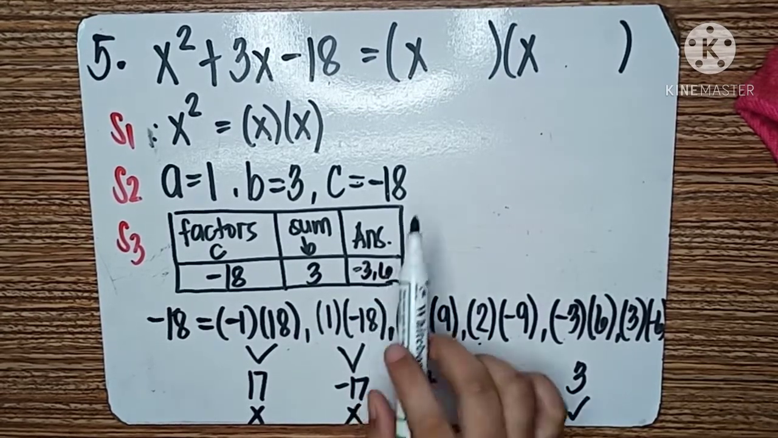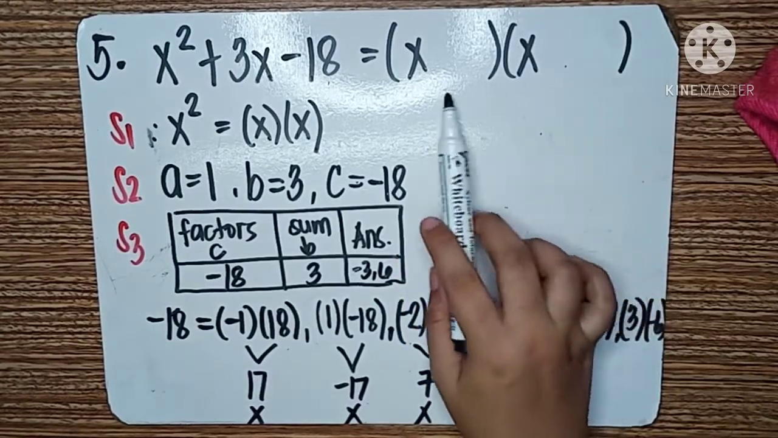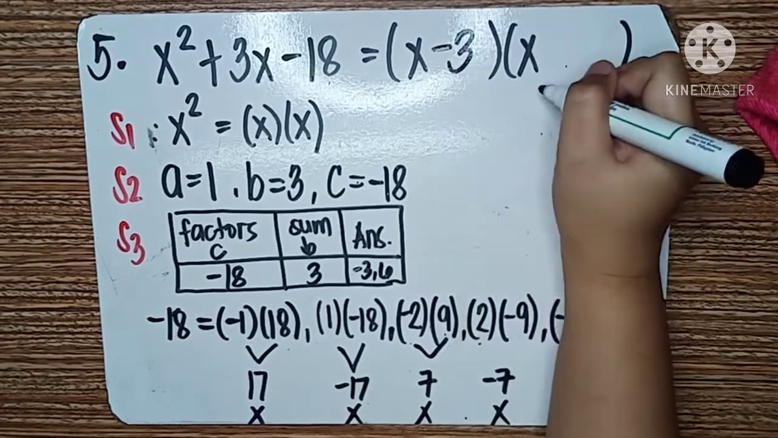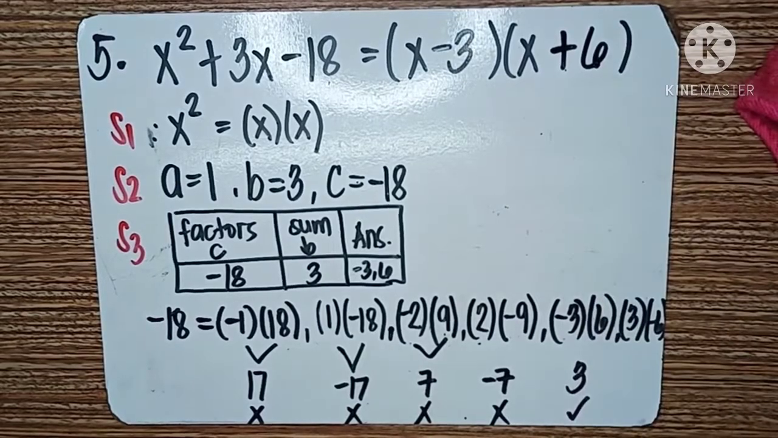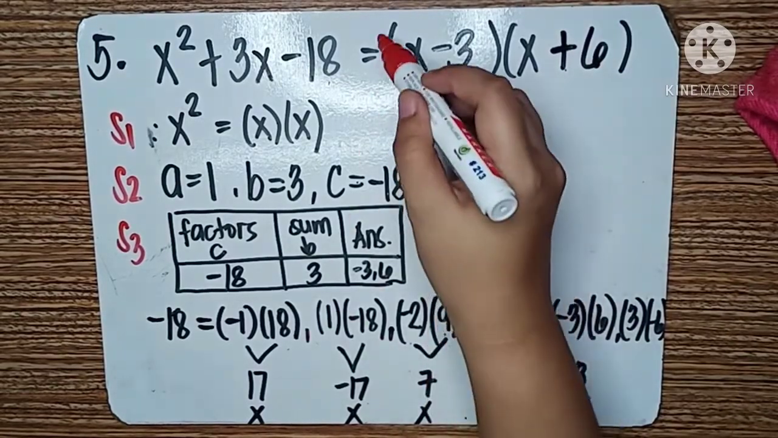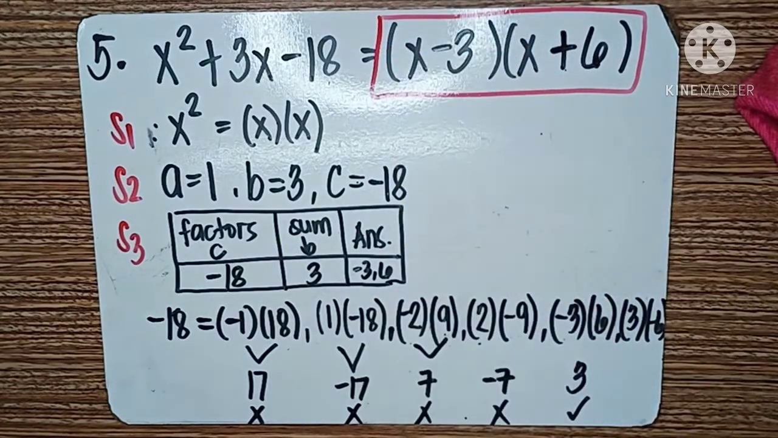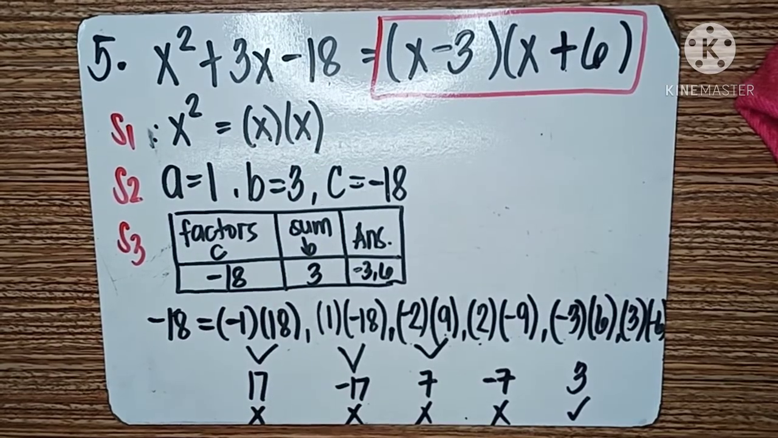So, we'll add this to our first term in the binomial factors. It will become x minus 3, and this one will become x plus 6. This is now our final answer, the factored form of x squared plus 3x minus 18.